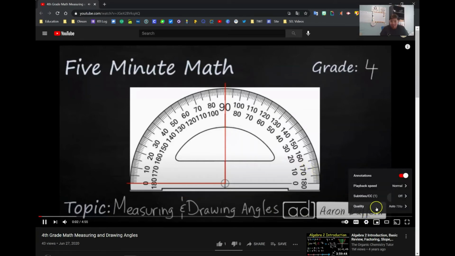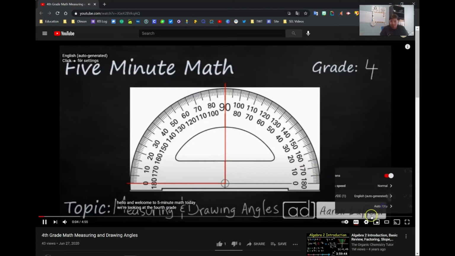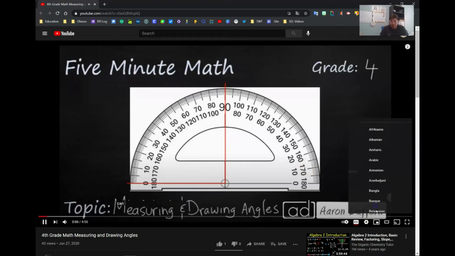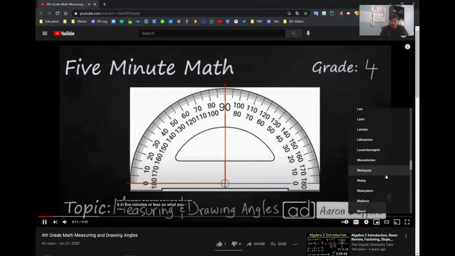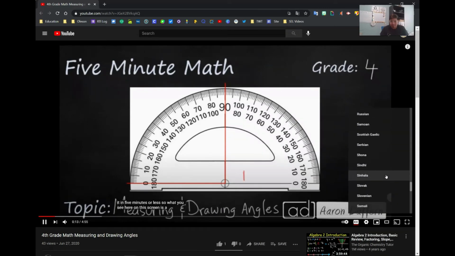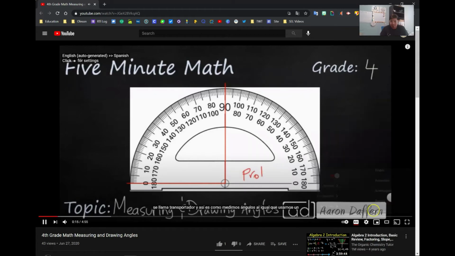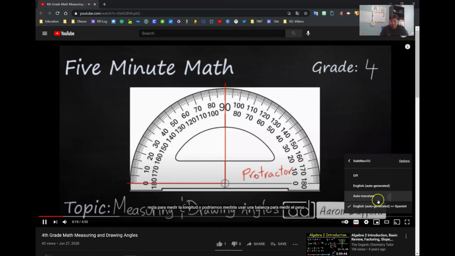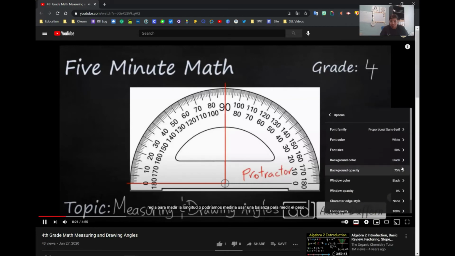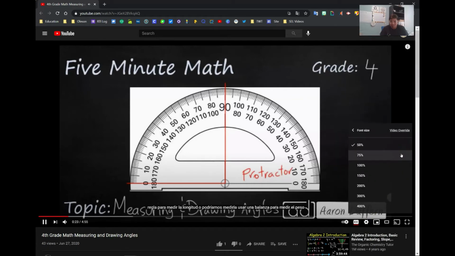Hello, and welcome to 5-Minute Math. Today we're looking at the 4th grade concept of angles, specifically how we can measure and draw them, and we'll do it in 5 minutes or less. So what you see here on this screen is a tool, and it's called a protractor, and that's how we measure angles, just like we use a ruler to measure length, or we might use a scale to measure weight.